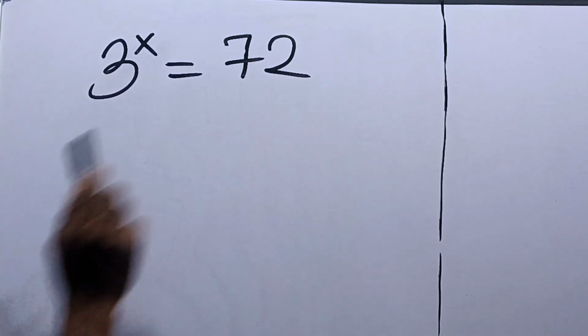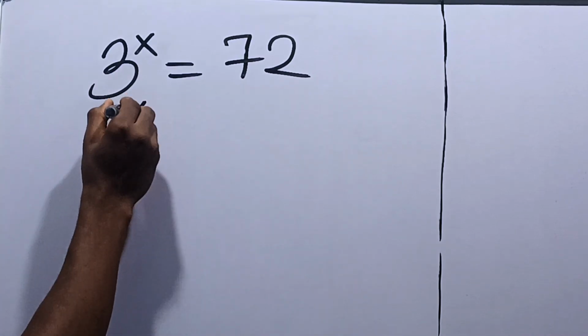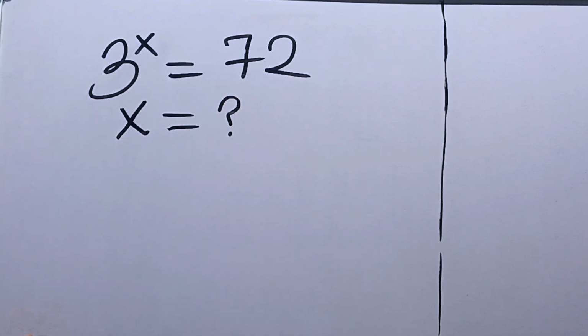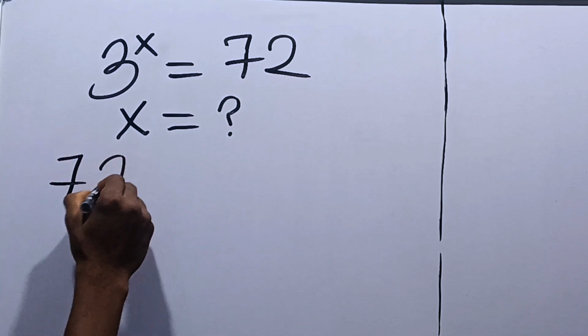Let's solve this together. It says 3 raised to the power x is equal to 72. We are required to solve for the value of x. Okay? Now, first things first, we can write out 72. So let's look at the factors. What are the factors of 72?